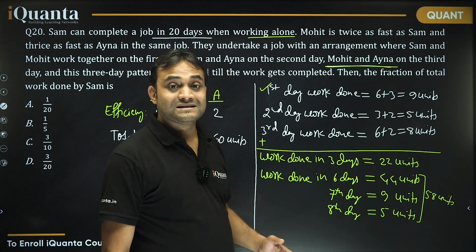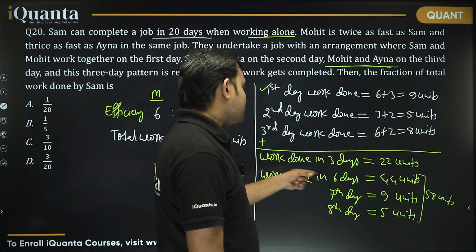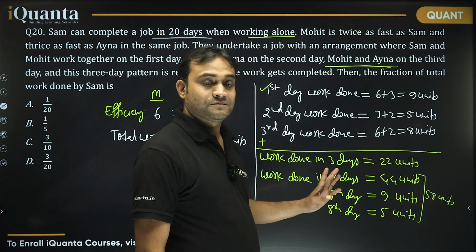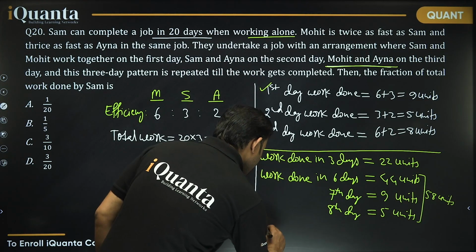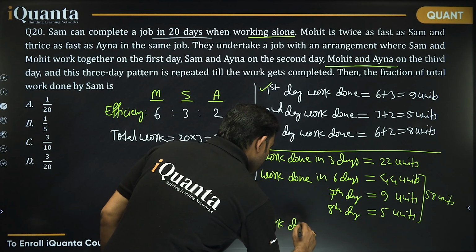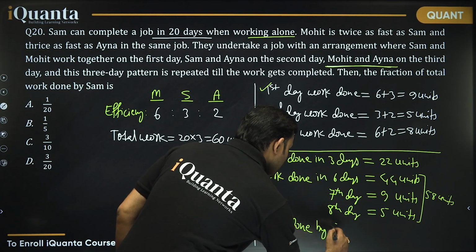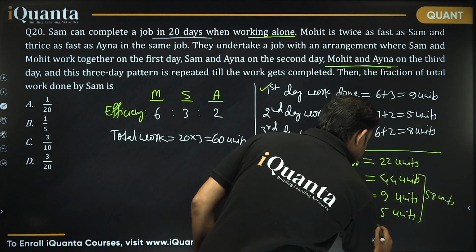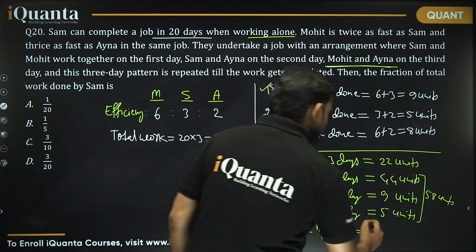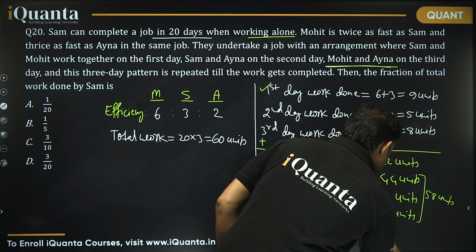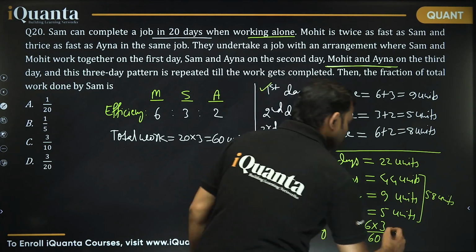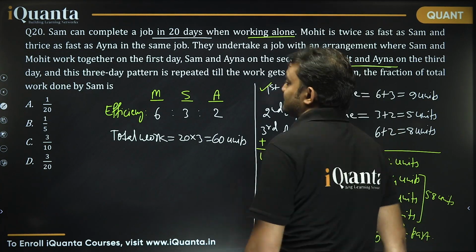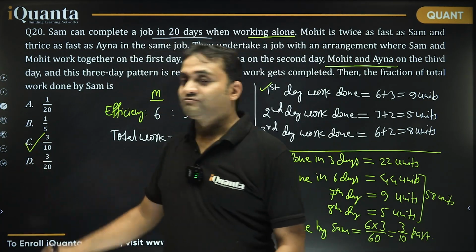So how many days Sam worked here? So in 6 days, Sam worked for 2 into 2, 4 days, 5, 6. So work done by Sam is total 6 days. Each day Sam works 3 units. So 6 into 3, 18. Total work is 60. So 18 upon 60, which is equal to 3 by 10 part. Right? So our answer is option C.